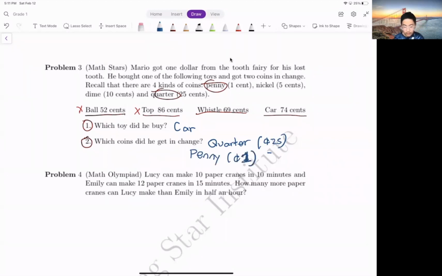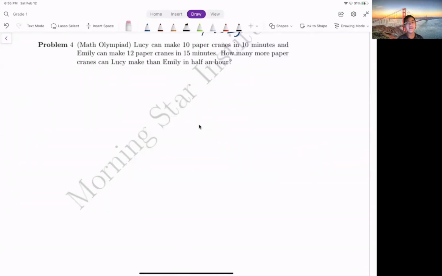Lucy can make 10 paper cranes in 10 minutes, and Emily can make 12 paper cranes in 15 minutes. How many more paper cranes can Lucy make than Emily in half an hour? So let's look at Lucy first. Lucy can make 10 cranes in 10 minutes, while Emily can make 12 cranes in 15 minutes.